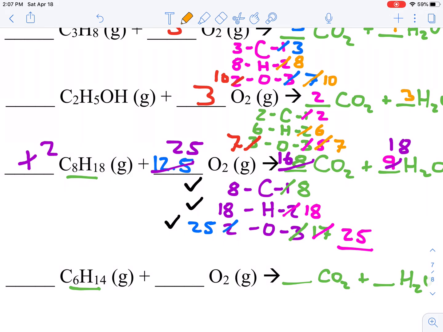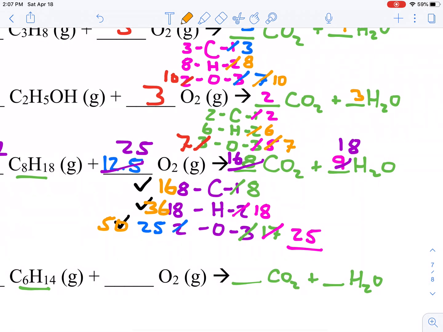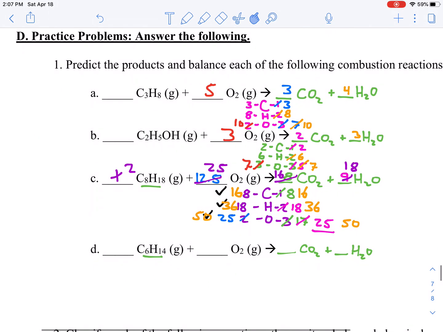2 times 8 is 16. Hydrogens on the left, 2 times 18 is 36. Oxygens on the left, 25 times 2 is 50. Carbons on the right, 16 times 1 is 16. Hydrogens on the right, 18 times 2 is 36. Oxygens on the right, 16 times 2 from the carbon dioxide is 32. 18 times 1 from the water is 18. That gives you 50. So indeed it does work. Again, you don't have to show that work, but it can prove to you that everything worked out.